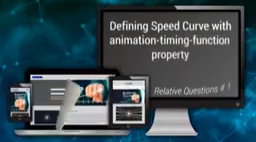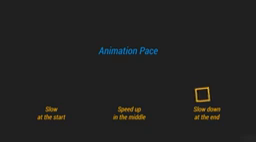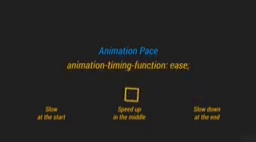The animation timing function is used for setting the pace of the animation by specifying the speed curve of animation. For example, you want the animation to start slow, speed up in the middle of the cycle, and then slow down again at the end. You can do so by using the animation timing function property, which helps you to control the pace of the animation. So let's implement this.